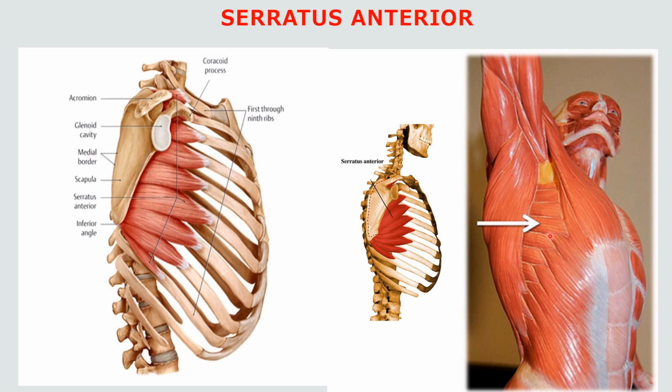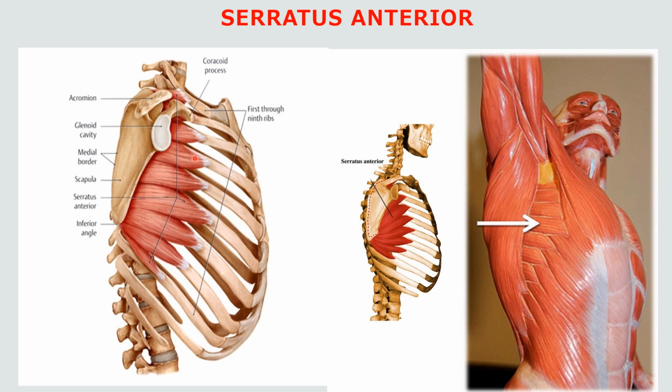Okay, origin of the serratus anterior. The muscle arises in front by 8 fleshy digitations, as you can see here. The muscle originates from 8 fleshy digitations from the outer surfaces and upper border of the upper 8 ribs. So the upper 8 ribs, outer surface and upper border, give origin to the 8 fleshy digitations of the serratus anterior.